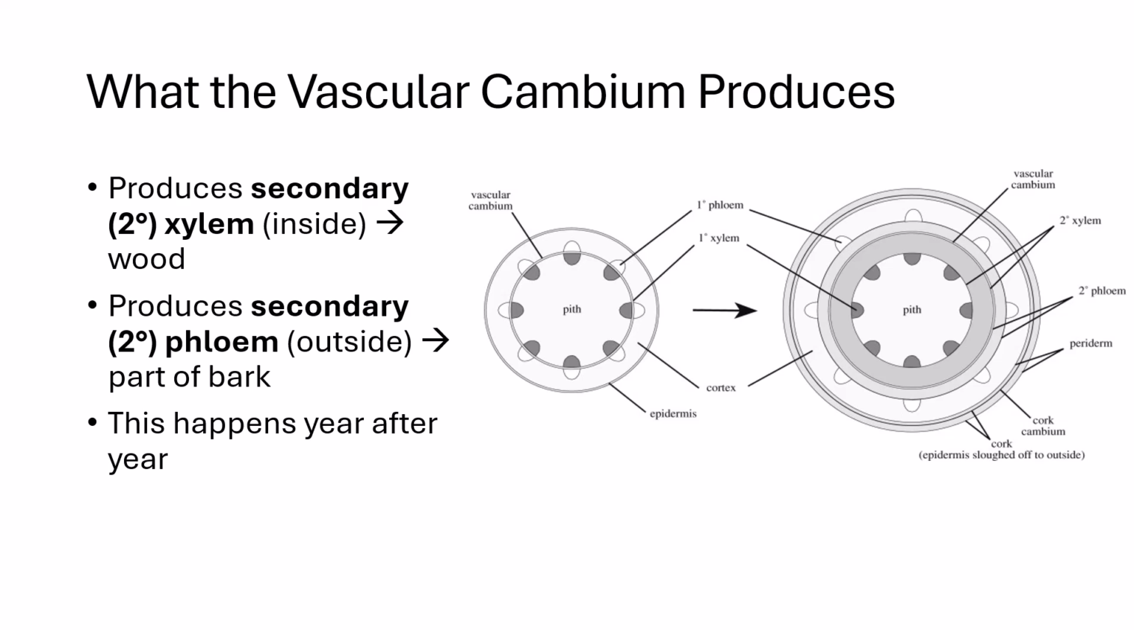The vascular cambium is the tissue that really drives wood formation. It makes secondary xylem on the inside, that's the wood, and secondary phloem on the outside, which becomes part of what we call bark. This process repeats year after year and is why trees get wider as they age.